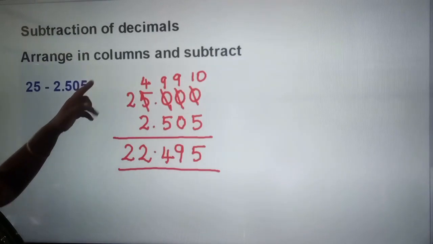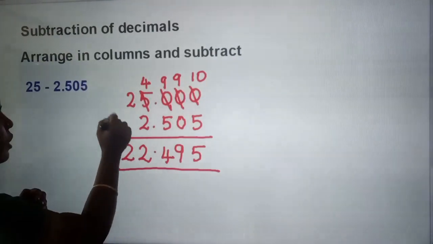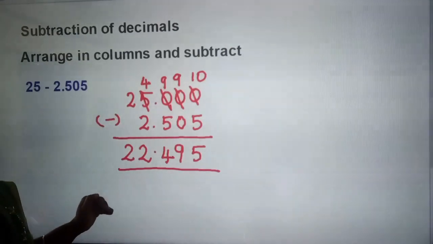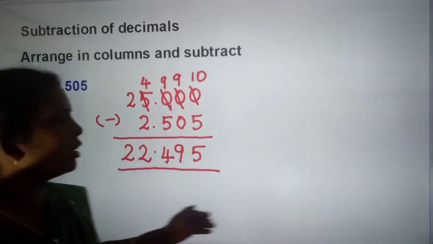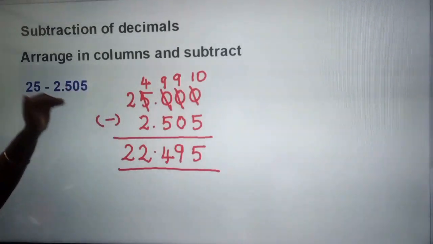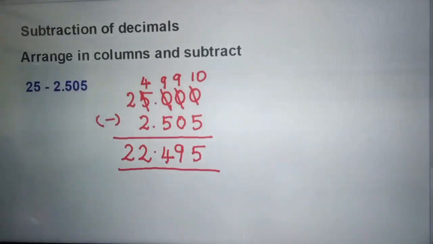Hence we have arranged the numbers in columns. Columns in the sense, one below the other. Then we are going to subtract. Because we have started this only now in grade 5, we have to arrange in columns and then subtract. Next, we are going to see one word problem in this subtraction, children.